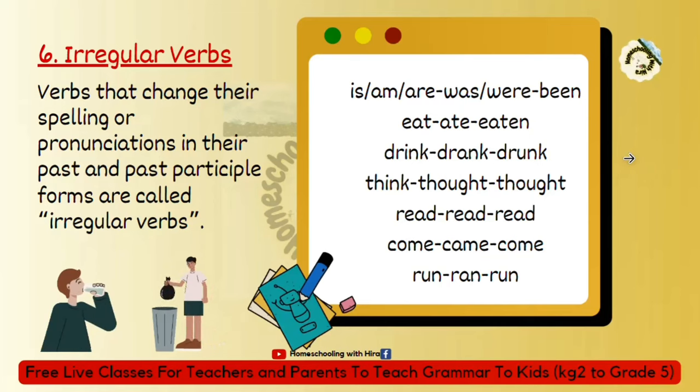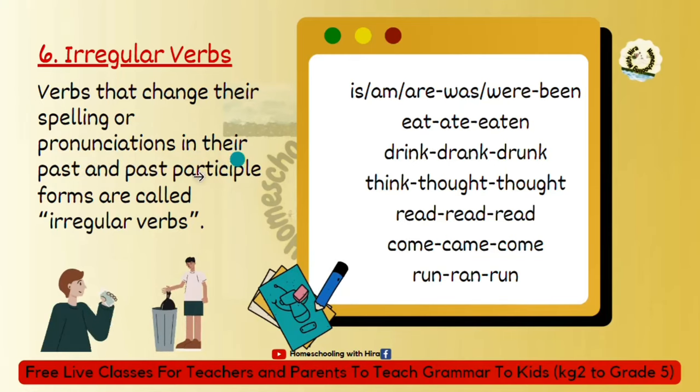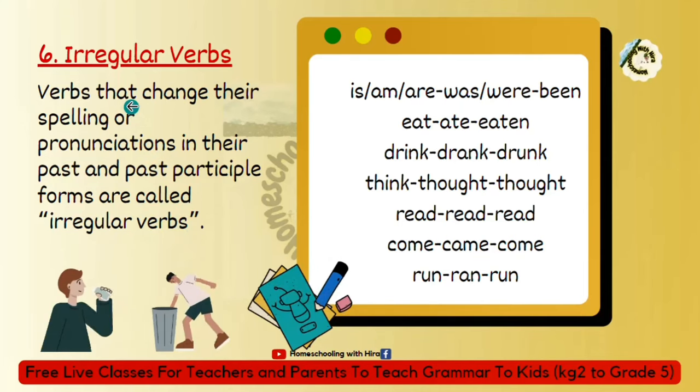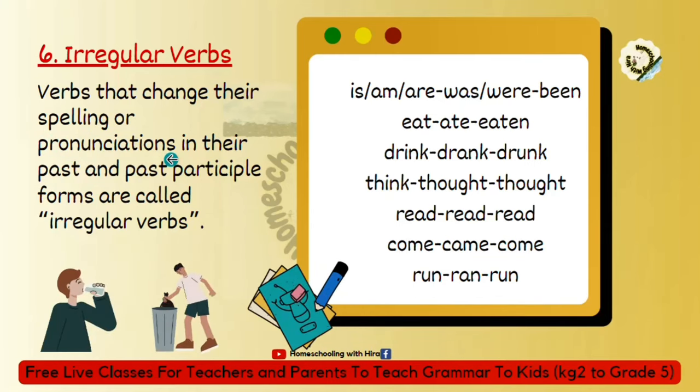Irregular verbs, what are irregular verbs? Verbs that change their spelling or pronunciation in their past and past participle forms are called irregular verbs. Irregular verbs kya hote hain? Aise verbs jo apni past or past participle form mein ya to puri spelling hi badal lete hain ya at least pronunciation to badal lete hain. Unko hum irregular verbs kehte hain.